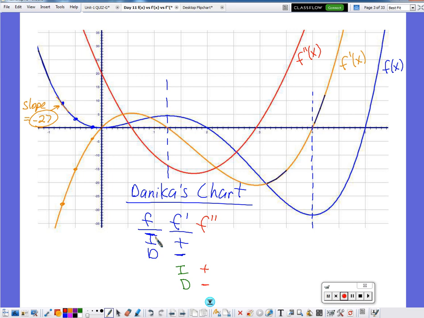No. So when f is increasing, it doesn't really tell us anything for certain about f double prime. So just leave it blank.